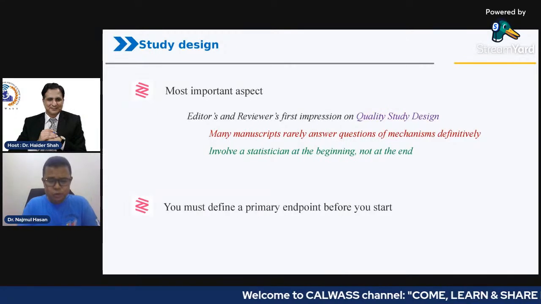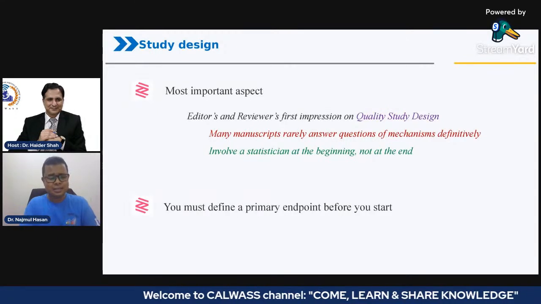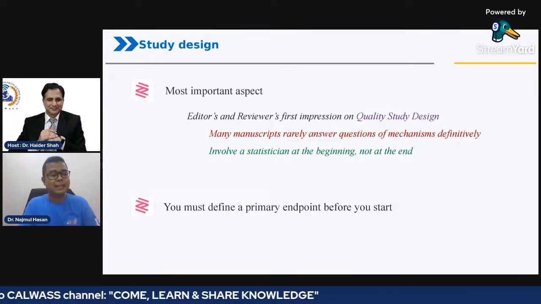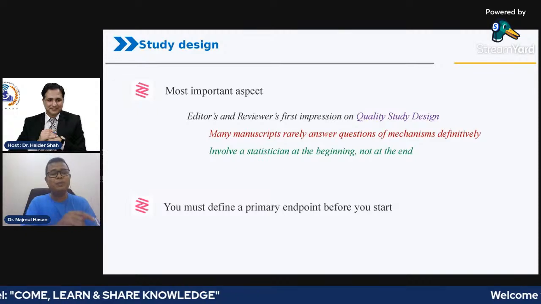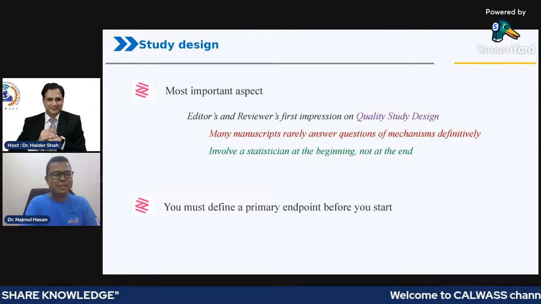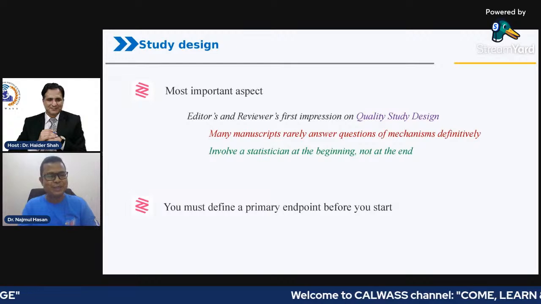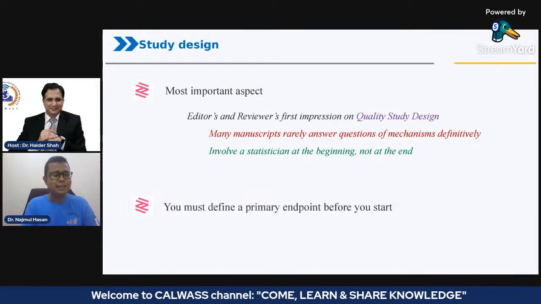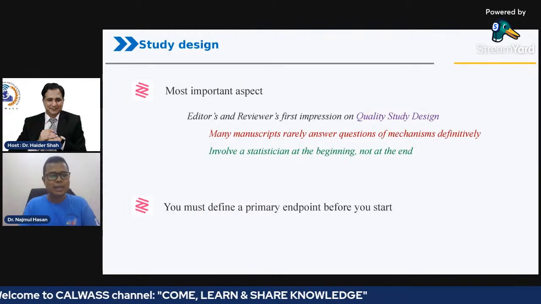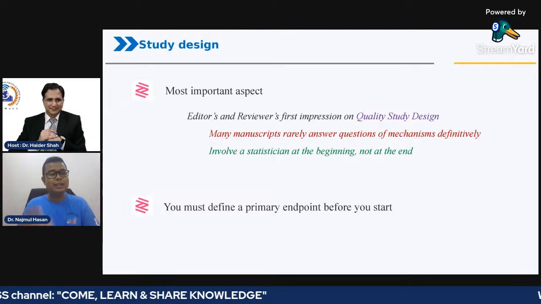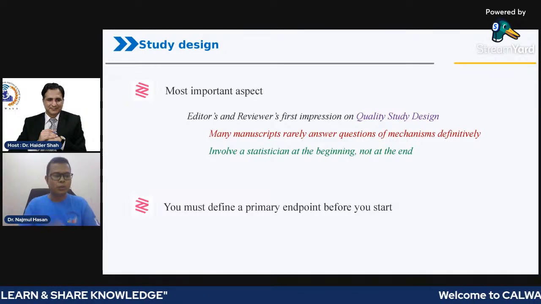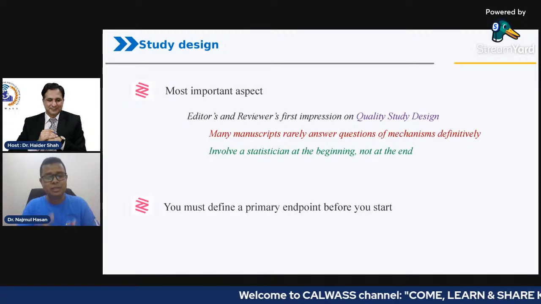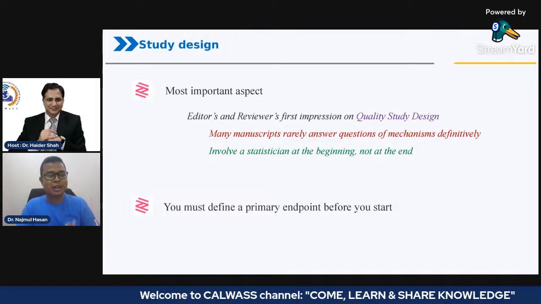To design a quality study, my suggestion is to engage a statistician from the beginning of the research, not in the middle of the research or at the end of the project, right? So my suggestion is to involve a statistician, so he or she can design the research, and a quality study design enhances your acceptability in a high impact factor journal actually. So you must define the primary endpoint before you start.